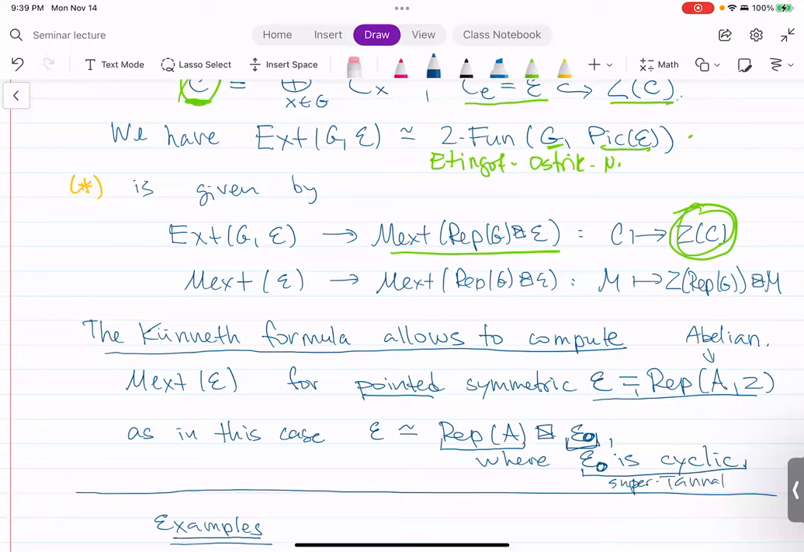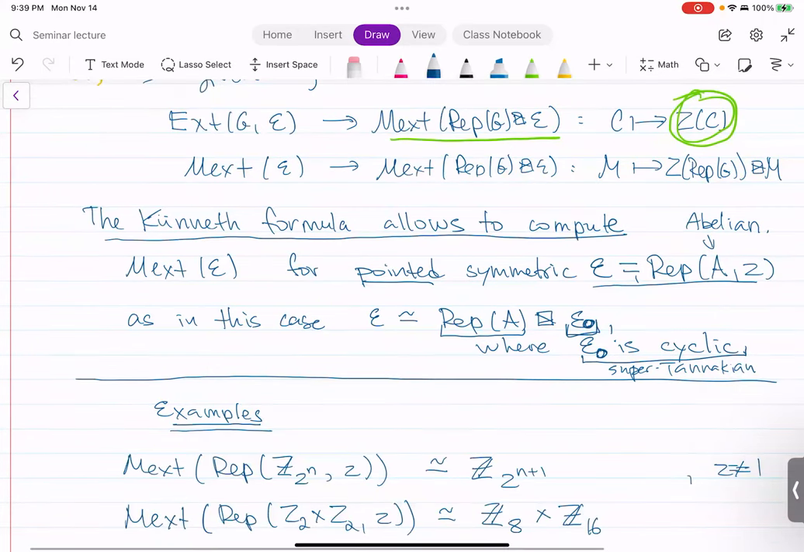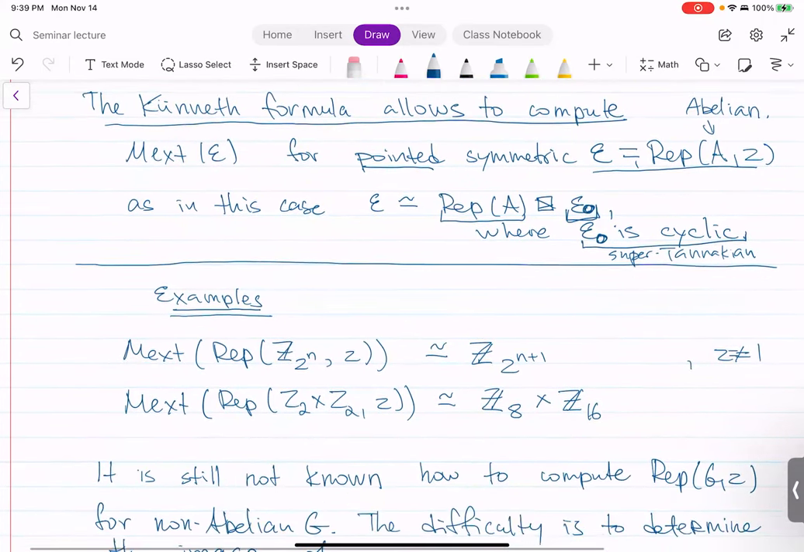So in other words, this is the same approach one would use to compute the third cohomology of an abelian group. You know how to compute it for every cyclic summand, and then you do it by induction, and you can actually produce an explicit formula for the third cohomology. Similarly, you can produce somewhat explicit formulas for the groups of minimal extensions of pointed symmetric categories. So here are a couple of examples where the computations are rather easy.